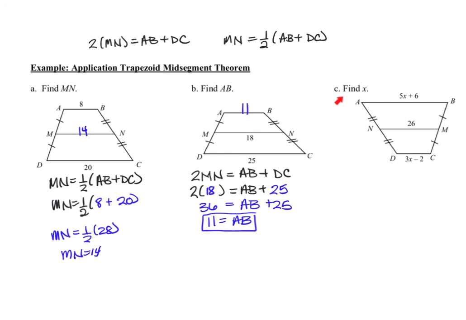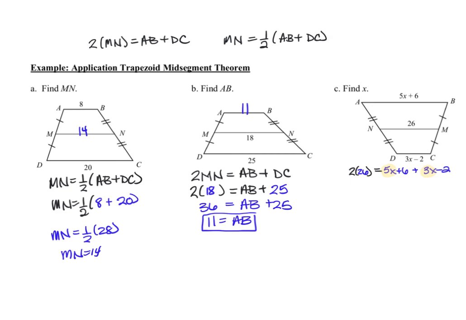Letter C looks a little bit more difficult because now for each of the bases, I have an expression. So I'm definitely not going to use this one just because I see some odd numbers and those aren't divisible by 2. So I'm going to go ahead and use this one. So we have 2 times my midsegment, which is 26, and that is going to be equal to AB, which is 5x plus 6, plus DC, which is 3x minus 2. Now we're going to combine our like terms of 5x and 3x, and I'm also going to simplify this left side while I'm at it.